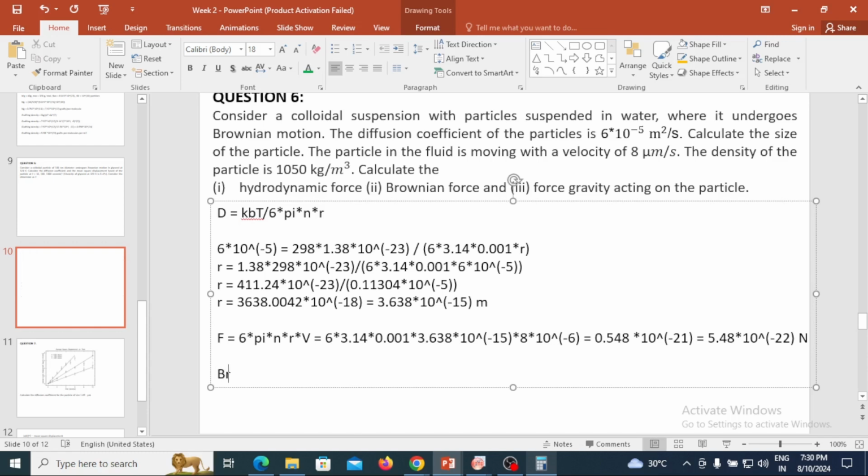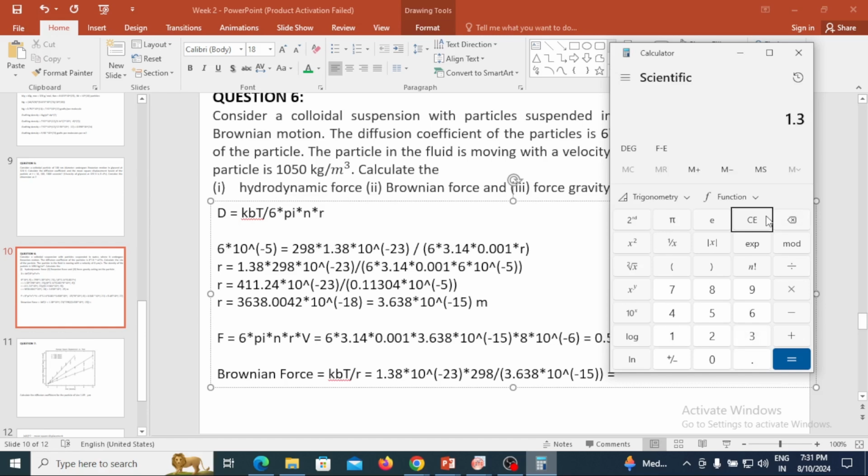Now coming to Brownian force. Brownian force is nothing but kBT by R. So that will be kB, again Boltzmann's constant, times temperature 298 Kelvin, and then R is the radius, so 3.638 times 10 to the power minus 15. So what will be the value?